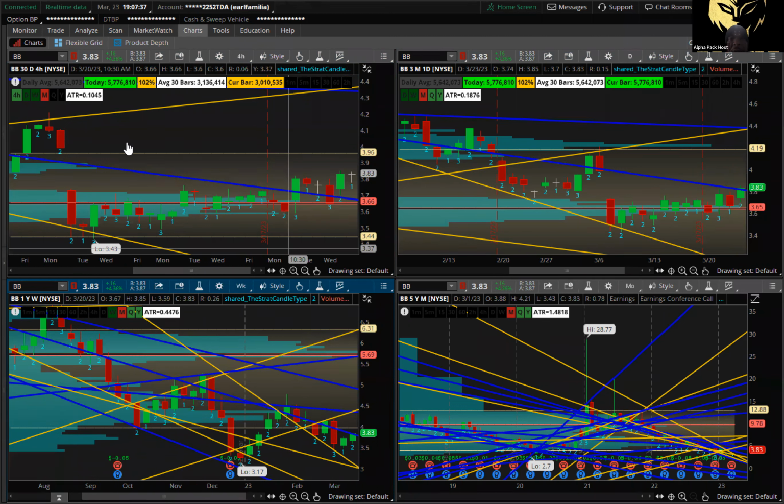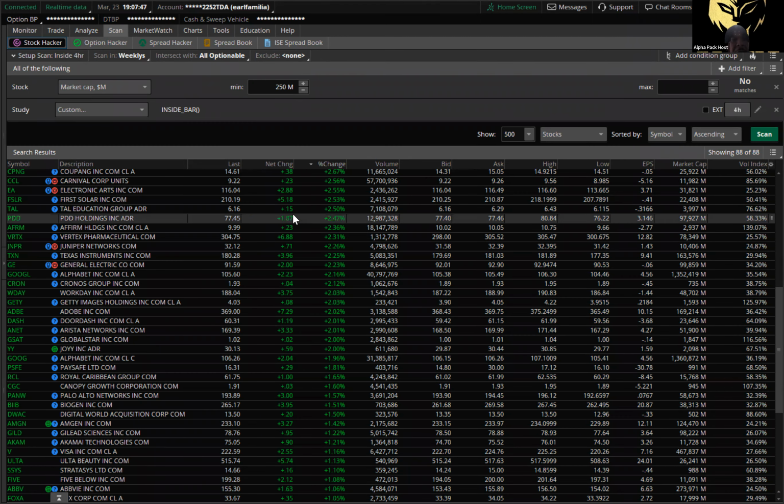Oh yeah, BlackBerry doesn't look bad. I don't like that cross on the 4-hour, but I'm not gonna put it on the alert. But if you see me posting about it tomorrow, you already know.